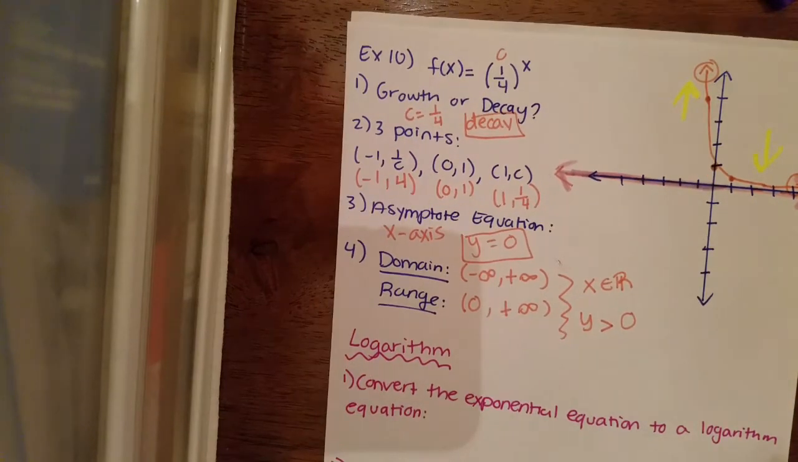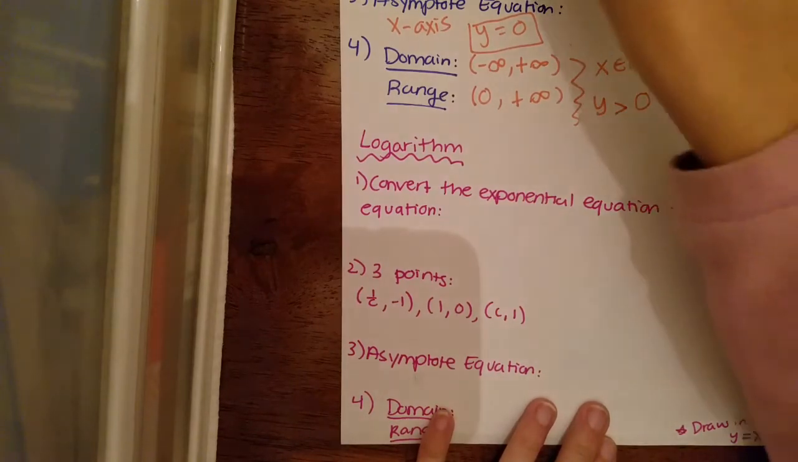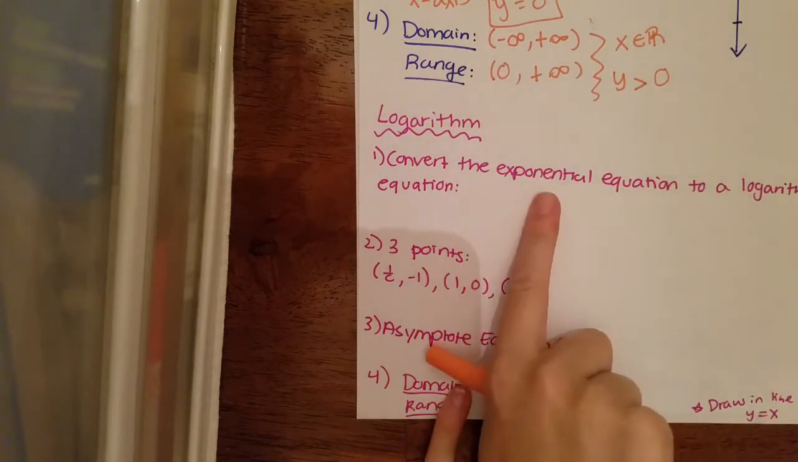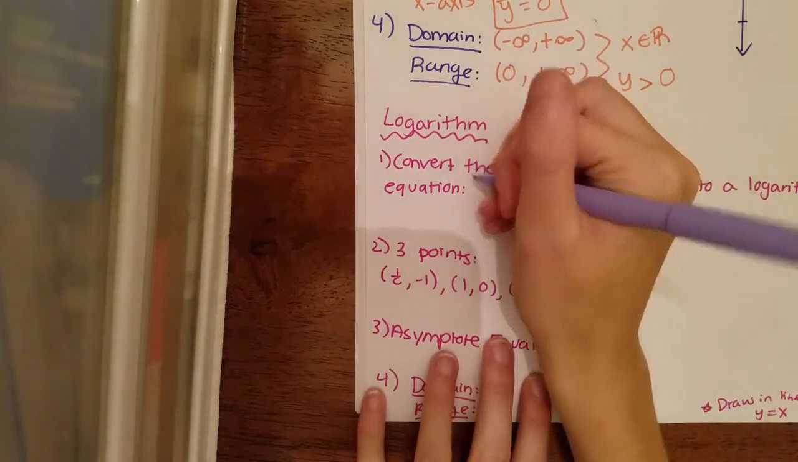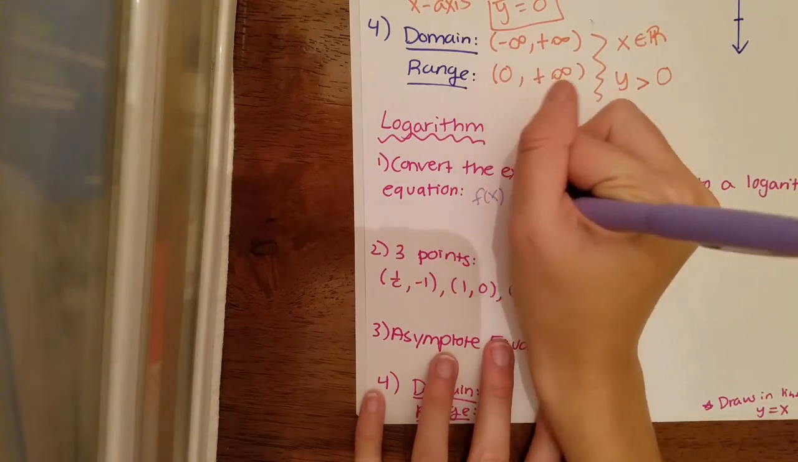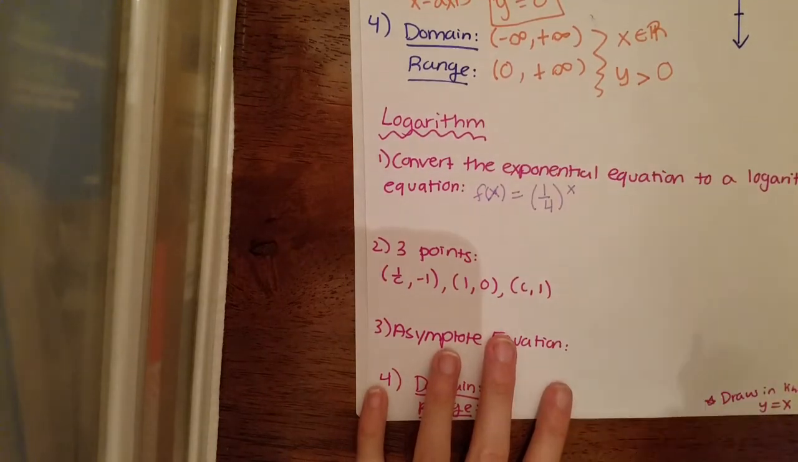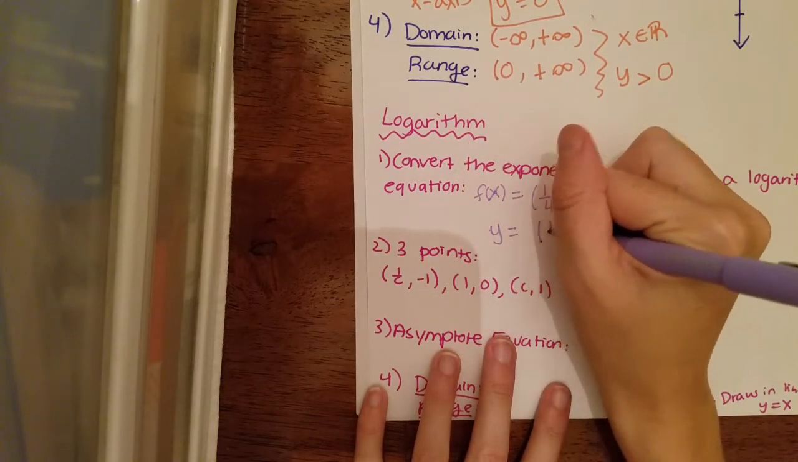Alright, so now we are moving on to our logarithm graph, which is the inverse of our exponential graph. So we'll be applying those inverse properties from the previous section. Okay, so the first thing it asks us to do is convert the exponential equation into a logarithm equation. So I'm going to start by writing our exponential equation, which was f of x equals 1/4 to the x power. Okay, remember whenever we are converting into an inverse equation, the first thing we want to do is change f of x to a y. So it makes things a little easier.